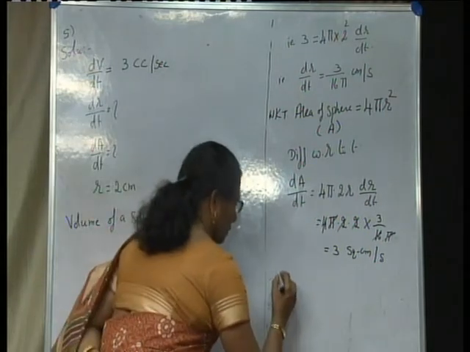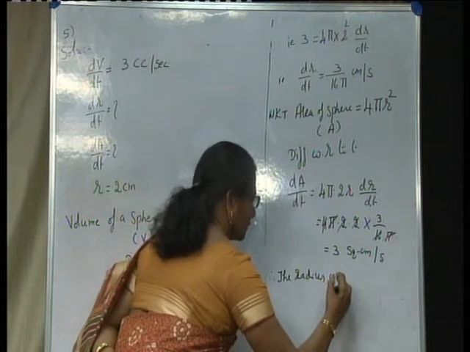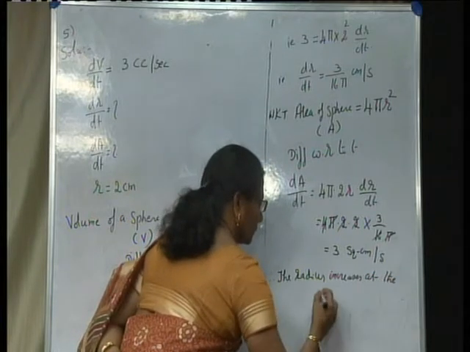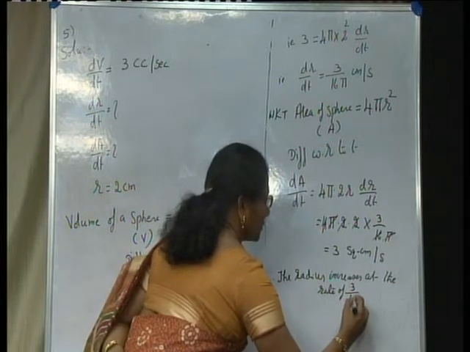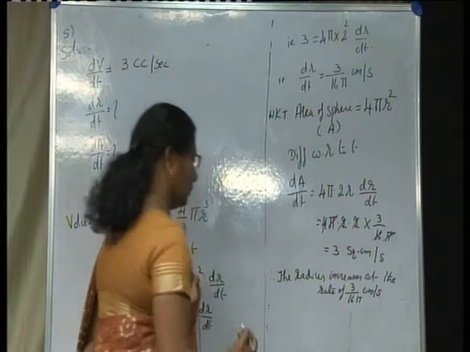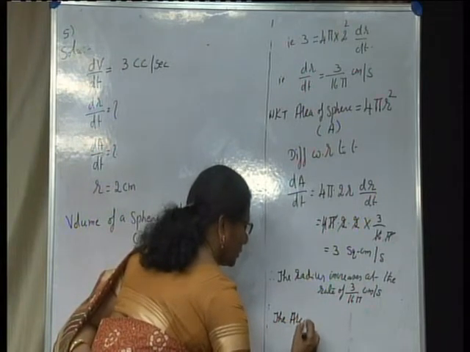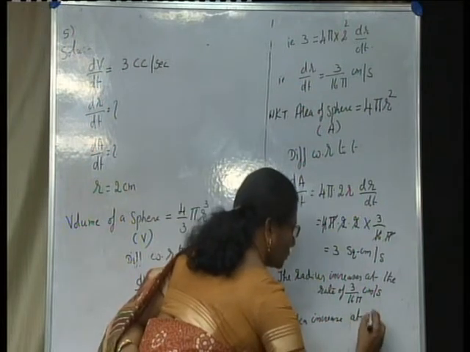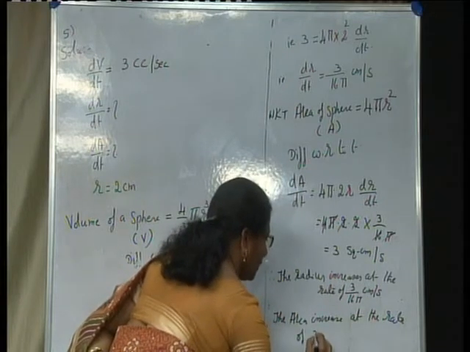Therefore, the radius increases at the rate of 3 by 16 pi centimeter per second. Similarly, the area increases at the rate of 3 square centimeter per second.